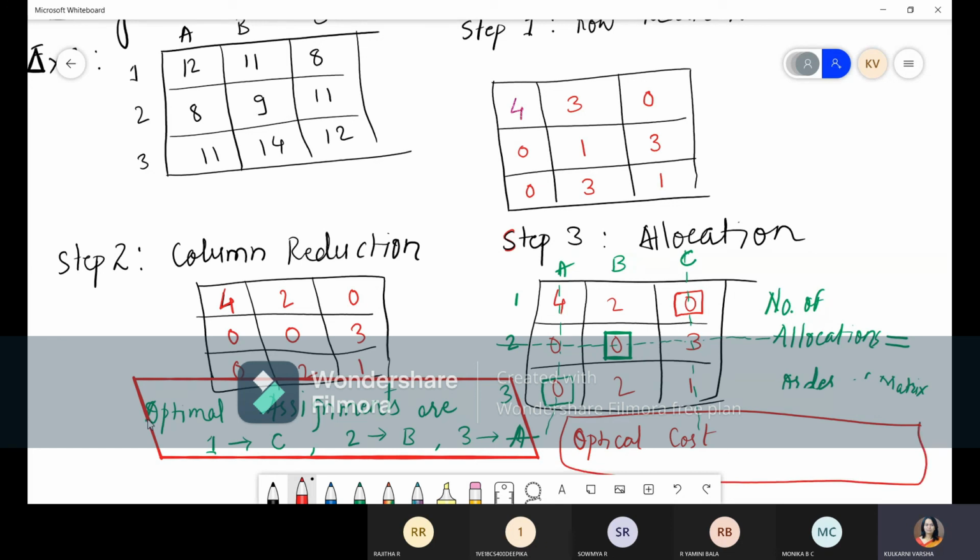So how will we calculate the optimal cost? At the same place where we have done the allocation, what is the cost in the original problem? See, at this location, what is the cost? 8, 9, 11. So the optimal cost is equal to 8 plus 9 plus 11, which is equal to 28. Got it?